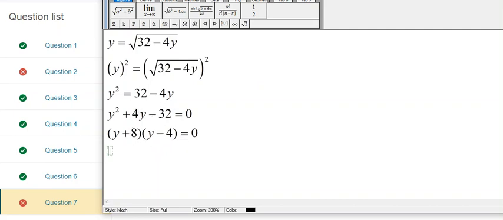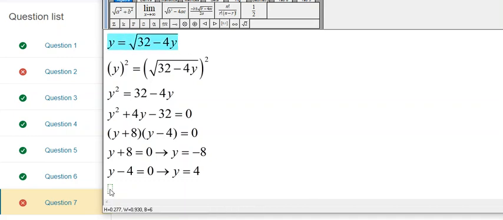All right, so setting each one of these equal to 0 here, we can solve, and this would give us y equals negative 8. And then we'll have y minus 4 equals 0. And this one, if I add the 4 to the other side, will give me y equals 4. All right, so let me copy our original down here.